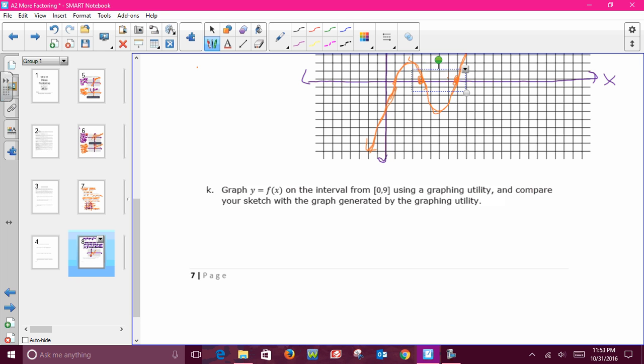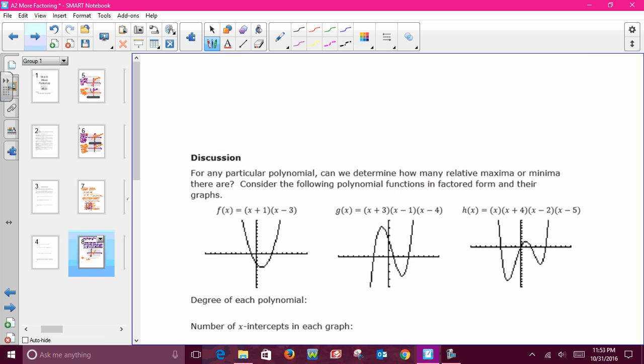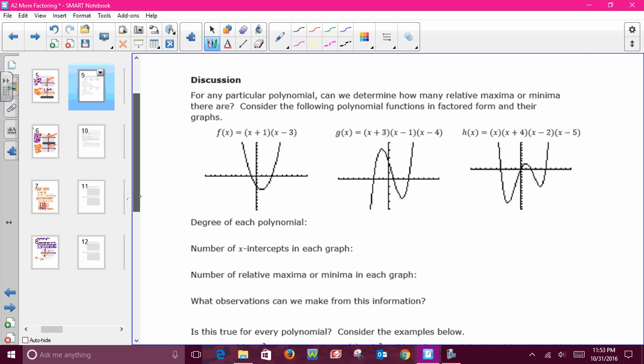Graph y equals f of x on the interval from 0 to 9 using your graphing utility, and compare your sketch with the graph generated by the graphing utility. Well, we have to do this one in class. Remind me to show you that, but the answer is they are similar. All right. Next page and last page.